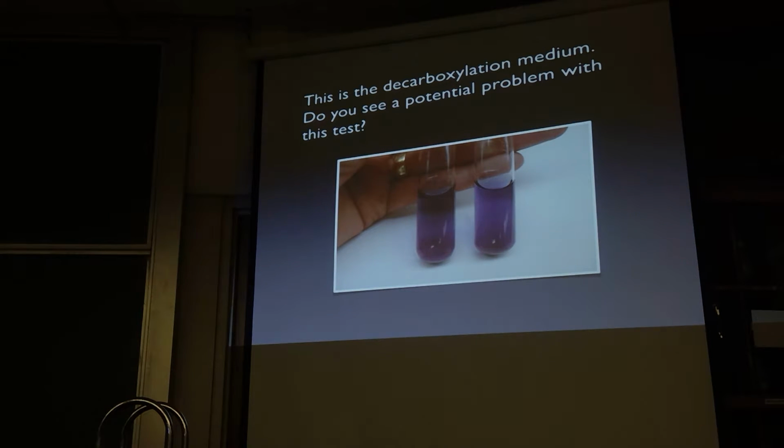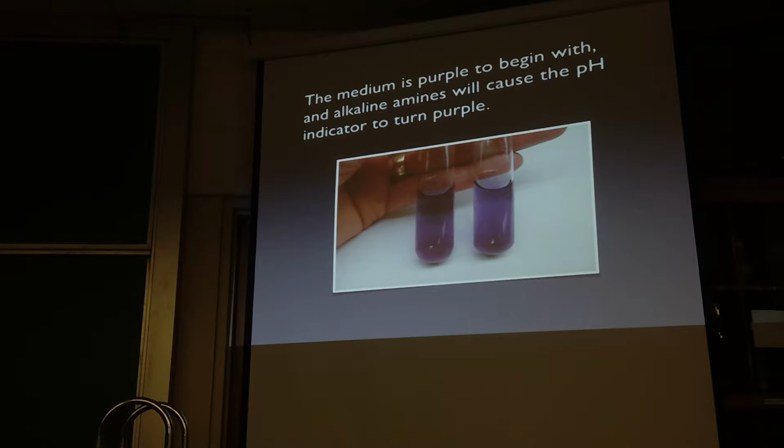But that color business presents a bit of a problem. This is what our medium starts with. This is what it looks like to start. If the organisms can produce cadaverine, it's alkaline. How can you tell the difference between the start color, which is purple, and the alkaline color, which is purple? It's a bit of a problem. Consequently, we have to have two tubes. We have to have a tube that doesn't have lysine in it. That's your control.